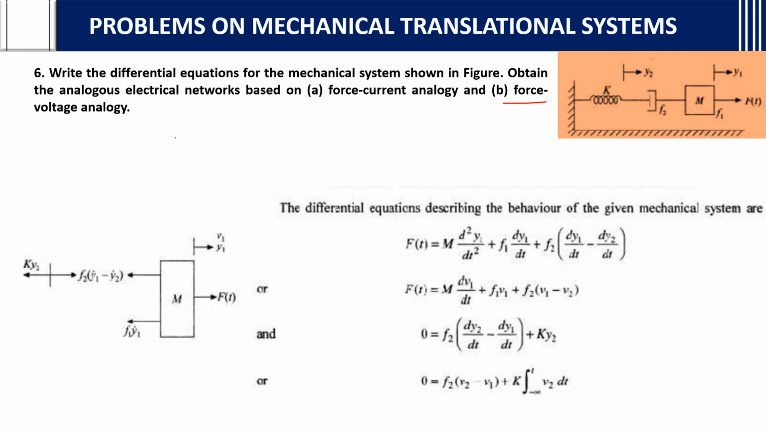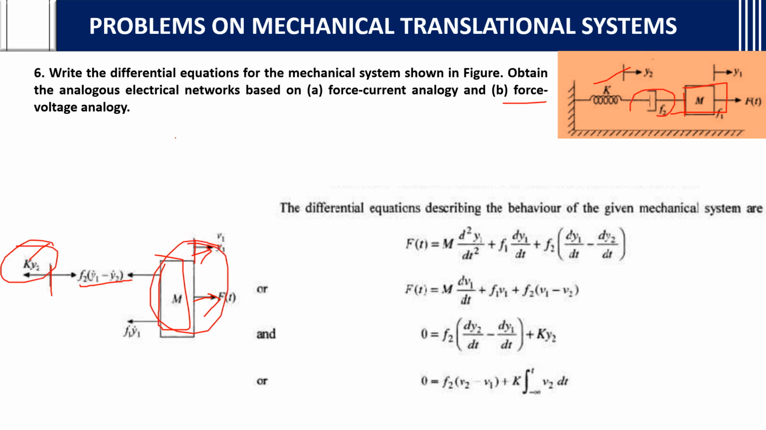If you see here, there is a mass element. First draw the mass element. After drawing the mass element, what are the forces applied on it? F of t is applied, and y1 is given here, with v1 as the velocity. There is a spring element between the reference point and this, so this will be ky2, as it is a spring element.